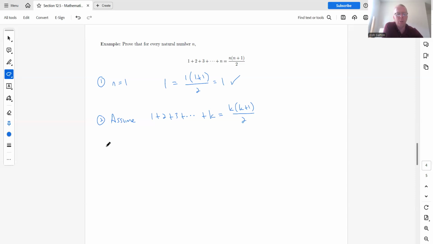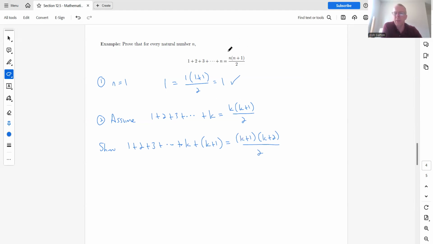And now we want to show that 1 plus 2 plus 3 plus up to k and then plus k plus 1. So we're going to go up to the next one. We're going to find the sum of the first k plus 1 numbers. And so now we're going to plug in k plus 1 for k. So assuming this formula is true, this should equal k plus 1 times k plus 2 over 2.